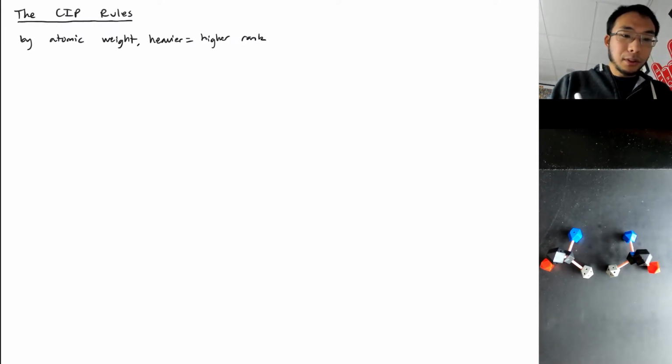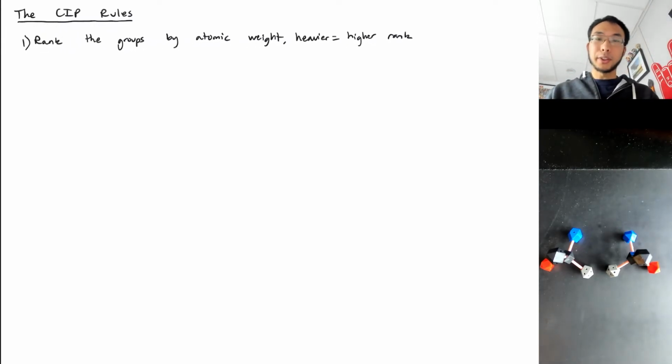All right, that's great. So if you knew the rankings, it would be possible to go through and assign RS or EZ to a given molecule. So how do we determine the rankings? Let's go back to the CIP rules. The CIP rules follow a pretty logical system. So we rank groups by atomic weight. So we really look at atoms, not the entire group, but just one atom at a time. And the heavier that atom is, the higher rank it is.